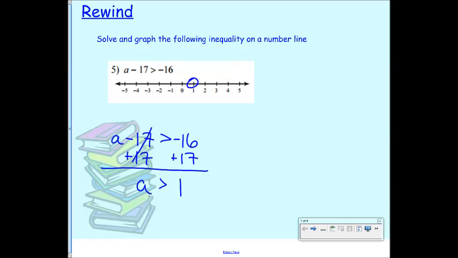So a is greater than 1 means I'm going to put an open circle at 1. And then since a is greater, it's going to go this way, and my arrow is pointing towards positive infinity, which means it can be any value from 1 all the way to positive infinity. So could it be 10? Could it be 1,000,000? Yes, it could be any of those things. Could also be all the decimals and all the fractions in between. We just don't put those all on a number line.